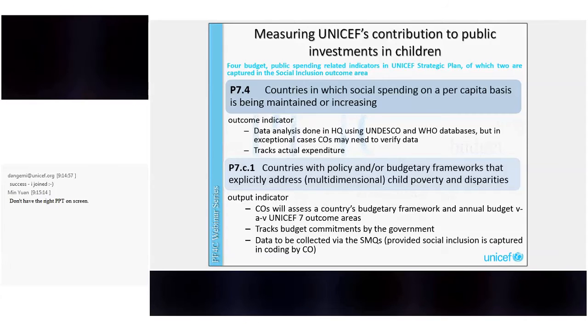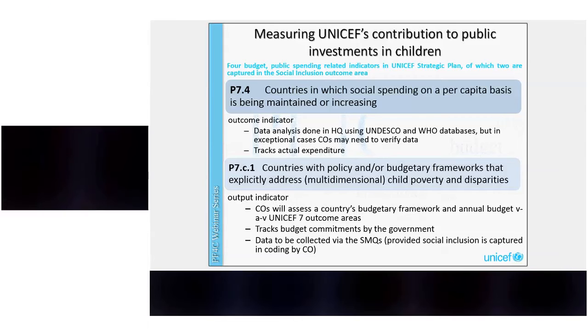The second indicator we're going to discuss under the social inclusion outcome area is P7C1. Now, that's countries with policy and or budgetary frameworks that explicitly address child poverty and disparity. This is an output indicator, and the country officers have the responsibility to assess their country's budget framework and annual budget with respect to the 7 UNICEF outcome areas. They were the 7 across the top of the matrix that Yasmin just presented, which you'll all be very well aware of.